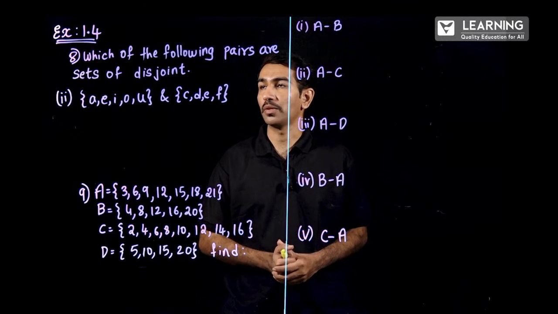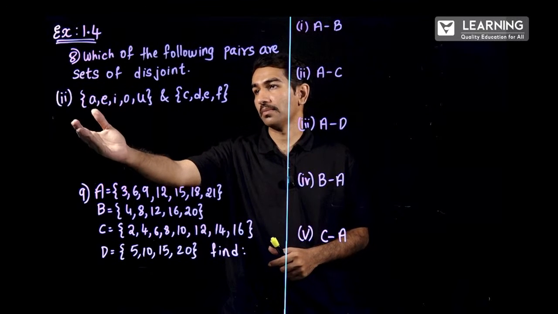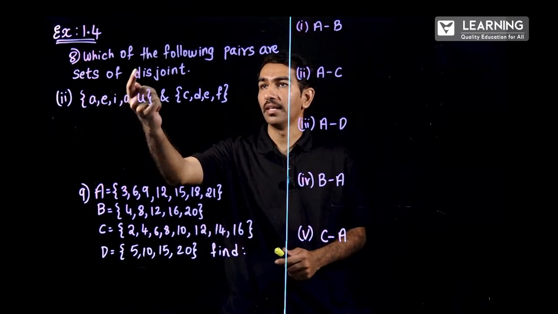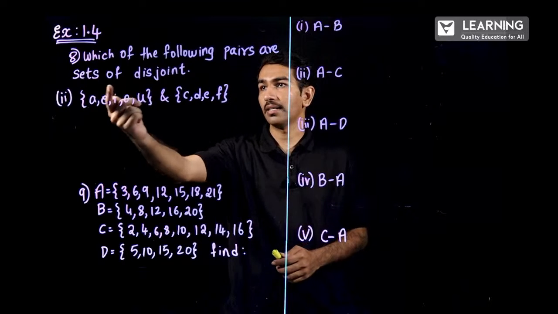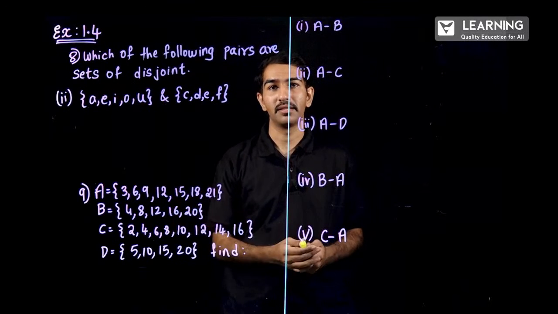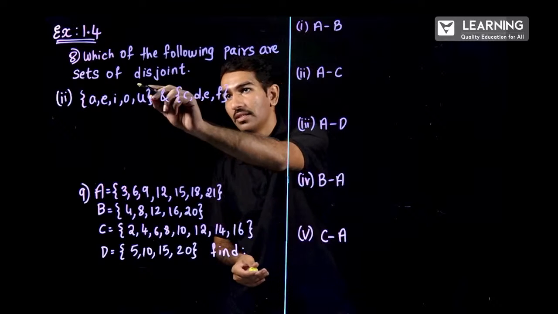Exercise 1.4, question number 8, sub question number 2. So, we will read the heading there. Which of the following pairs are disjoint sets? So there is one term here called disjoint.